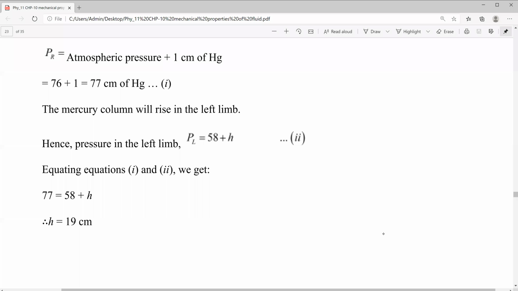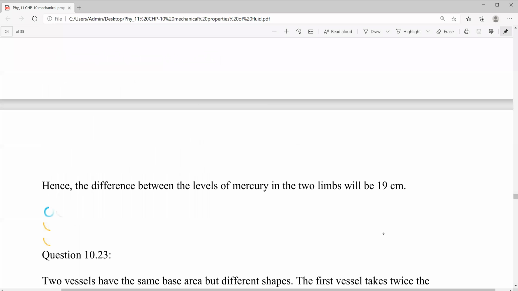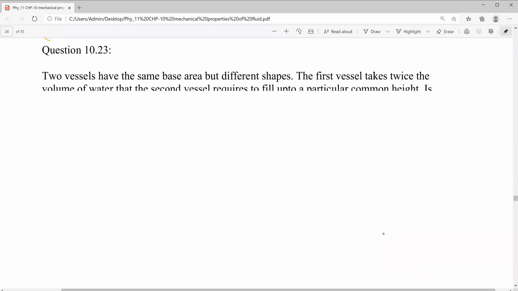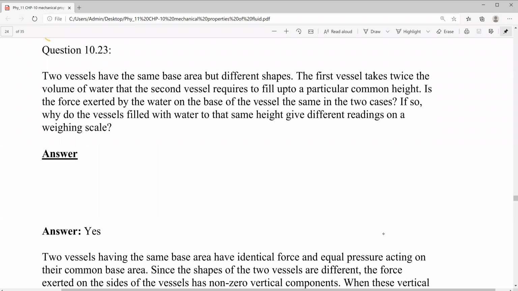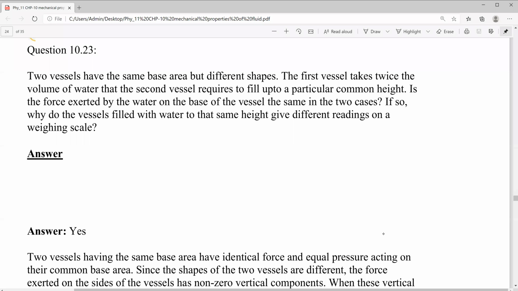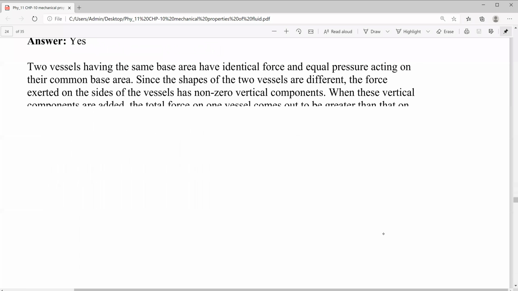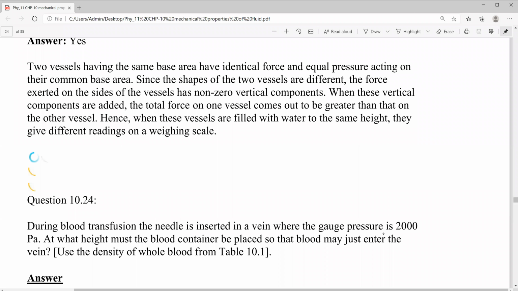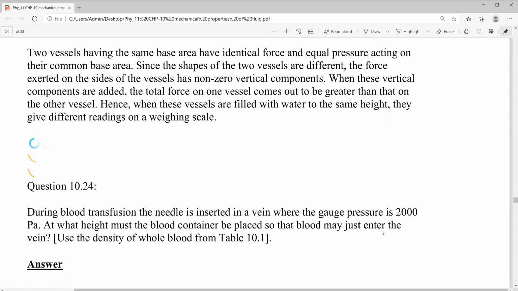So, well, we shall move to the next question, that is 10.23. That is based on theoretical concepts, so go through it. For 10.23, the solution or reason is like this. And next, 10.24 we shall see.